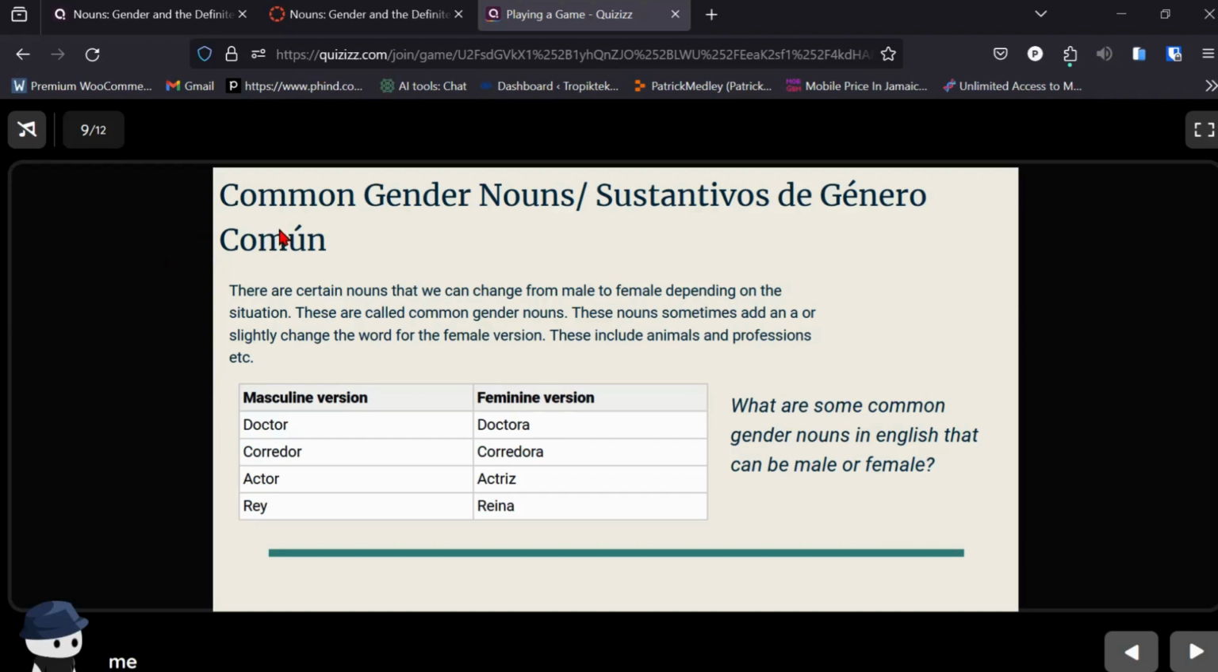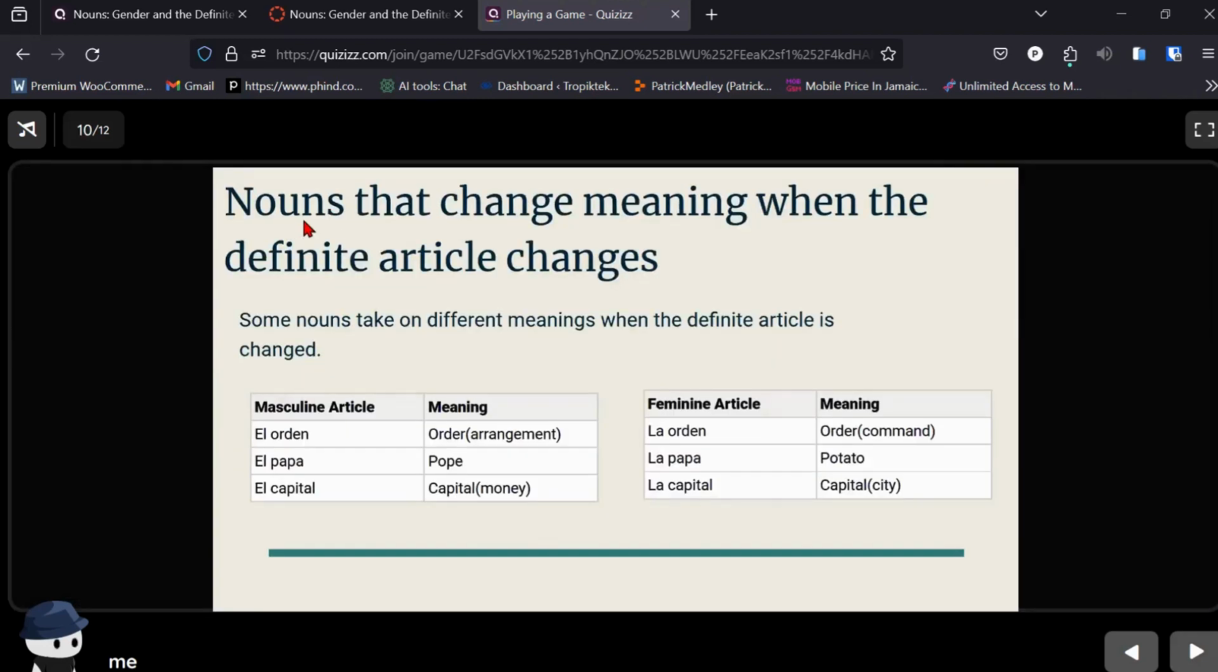And that's the difference with the common gender nouns in Spanish, right? So moving on. Okay, so nouns that can change meaning when the definite article changes. Here we have the definite articles, which can be male or female, el and la. So there are nouns whose meaning will actually change when we change that article.